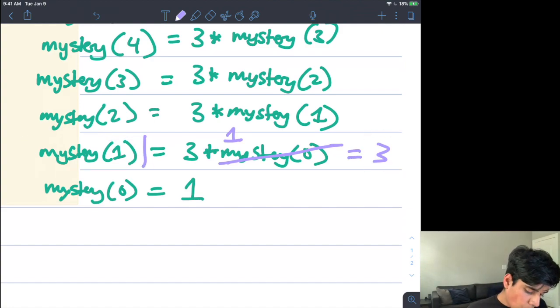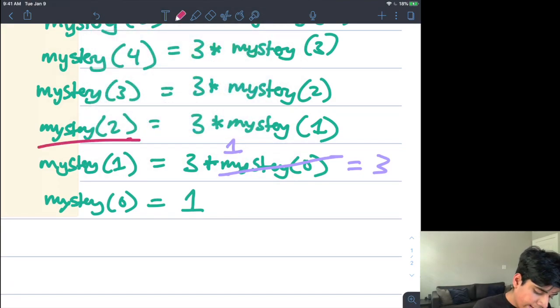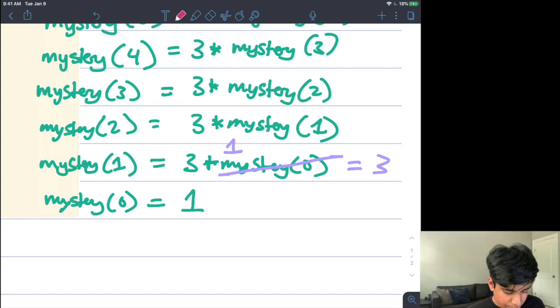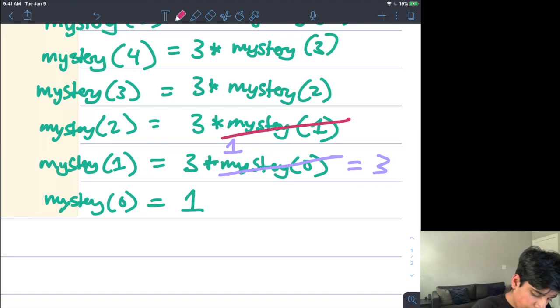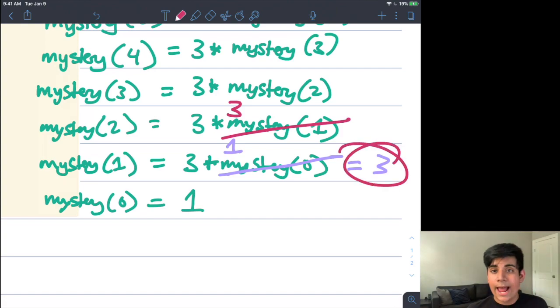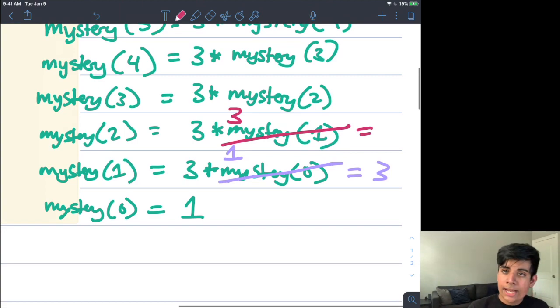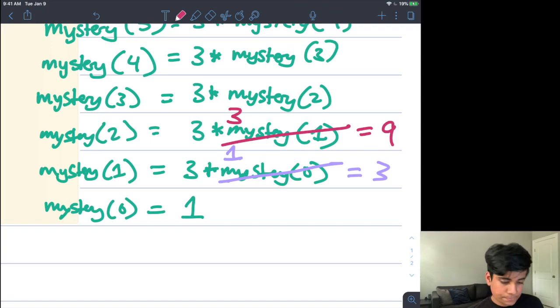So now we can look one level above it. And you can see here, it says mystery 2 is equal to 3 times mystery 1. Well, now we know the value of mystery 1. Mystery 1 is actually 3, because I said here, mystery 1 is equal to 3. So I can simply cross out mystery 1 and put in my value 3 here in its place, because I solved for what it actually is. So now I can say 3 times 3. 3 times 3 is equal to 9. So I can put 9 right over here.